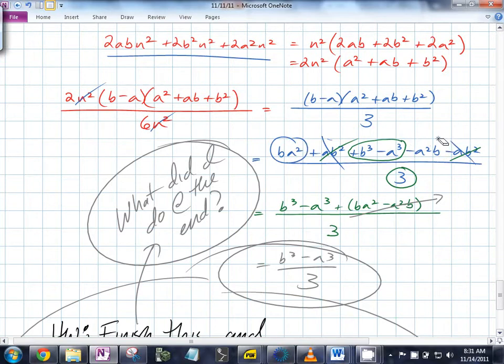I finished this and I was left with this, and I was like, they're not the same. They're actually the same. So what happens? They cancel. And what are you left with? b cubed minus a cubed.